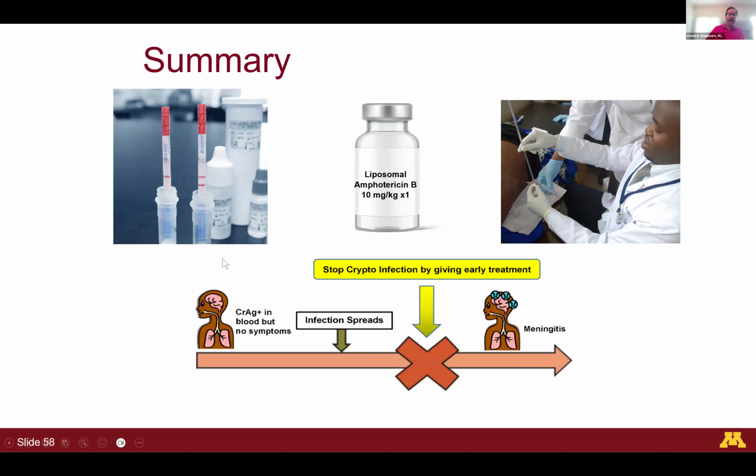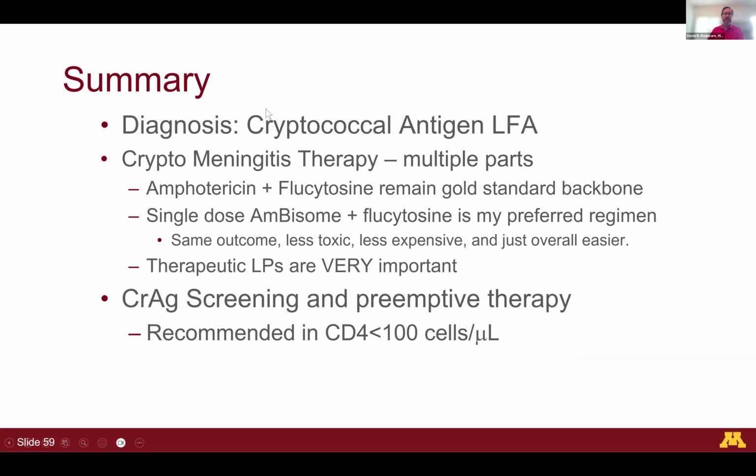So in summary, there's diagnosis, there's treatment, there's pressure control, and there's prevention. To summarize these, most people are probably using the cryptococcal antigen lateral flow assay. If you're not, then I would recommend it. It's just easier for the lab personnel to use, and it's a better assay. For meningitis therapy, there are multiple aspects. Amphotericin and flucytosine remains the gold standard backbone, and you can do single dose liposomal ampho plus 5-FC. That's my preferred regimen. These are non-inferior, so there's no difference if you got one standard or another. I like the single dose regimen because it's less toxic, less expensive, and overall easier to administer.